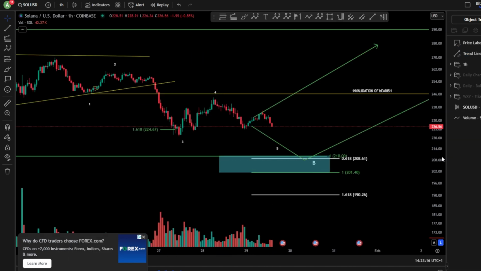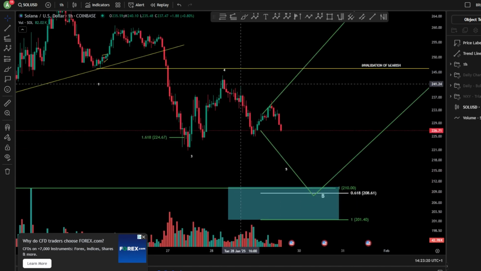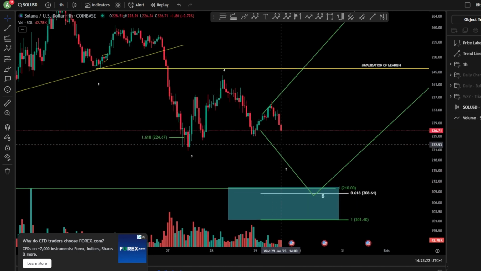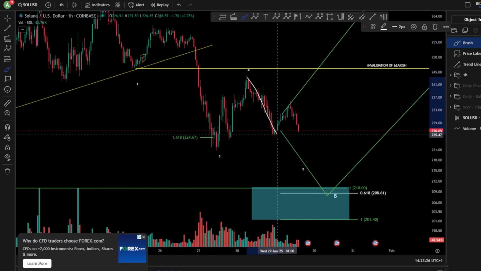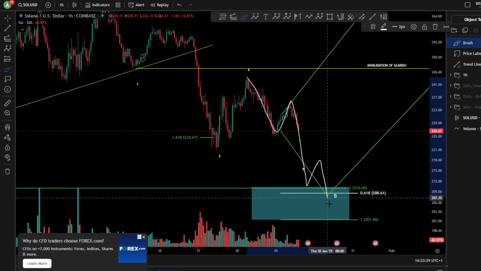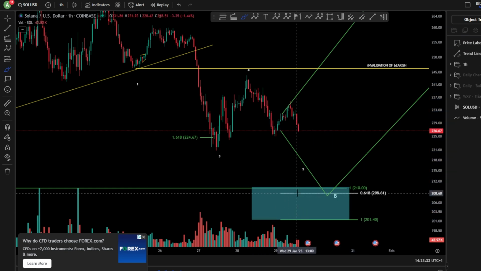If we take a look at the 1-hour chart very fast, we see here a 1, 2, 3, 4, and a 5 probably unfolding, or basically this is your wave 1, all of it, 1, 2, and then 3, 4, and a 5, probably even hitting the perfect blue zone as indicated.